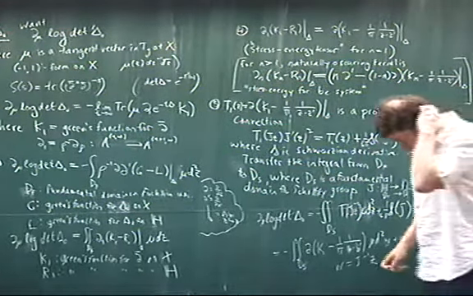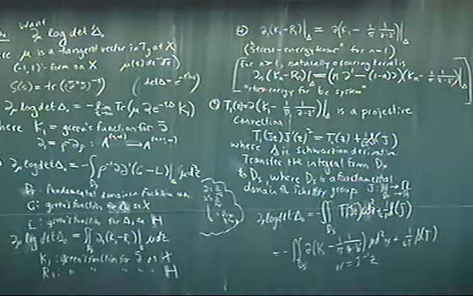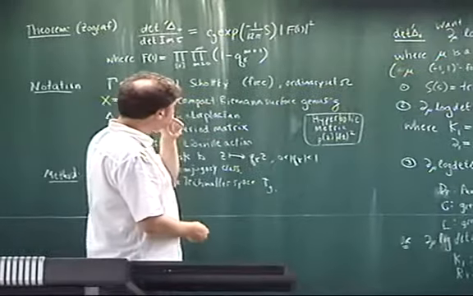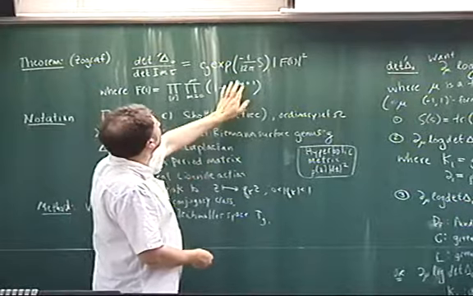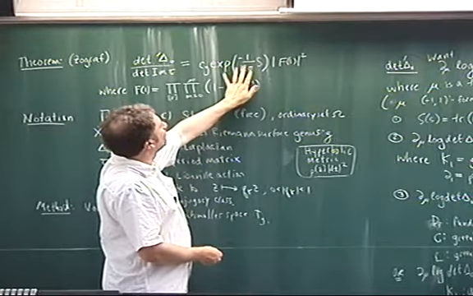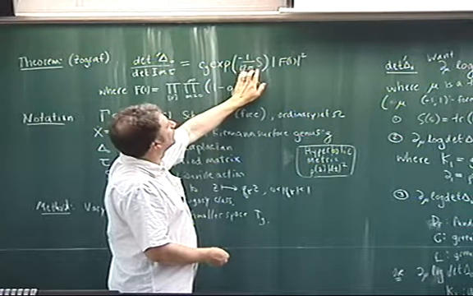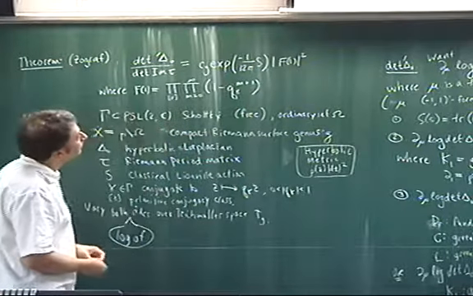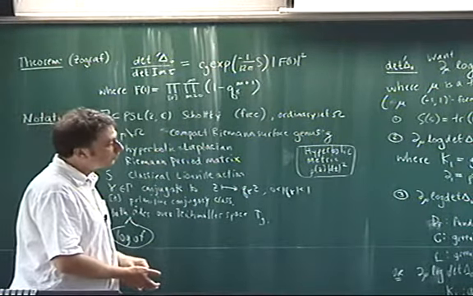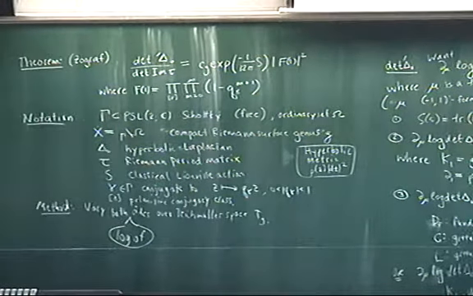The Schwarzian of J here turns out to be the derivative of the log of this term. So the Schwarzian is the derivative of the Liouville functional S. So this is where the Liouville functional comes out.